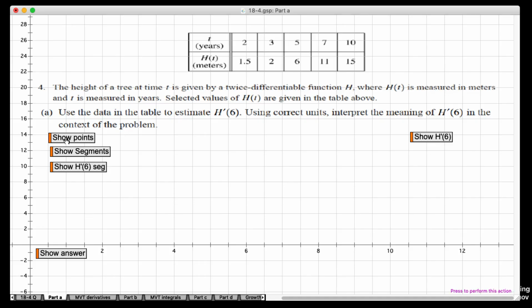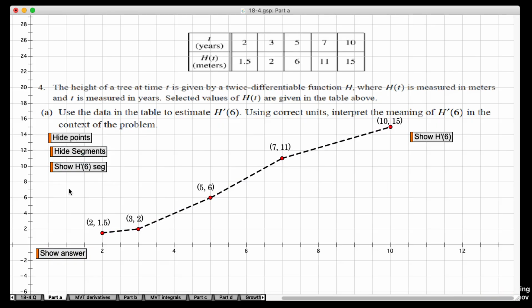So what I did here, I plotted the points, and these are the 6 points that are given to us. Time 2 years, it was 1.5 meters, 3 years, it was 2 meters, just plotting this data. Time is always going to be the independent variable. Then I connected the segments between those times. We don't know how this grew over this time period, but we do know that it grew from here to here, so the simplest way is to draw segments between them.